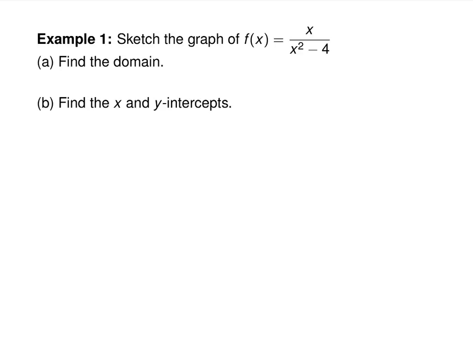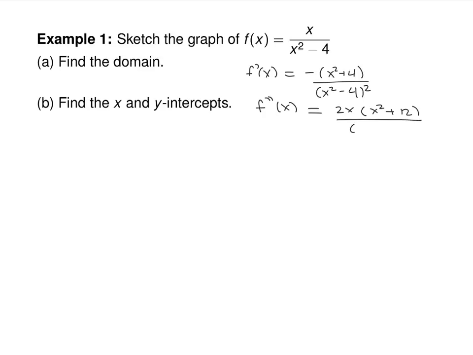Good thing I checked, to figure out where the function is concave up and concave down. Does that make sense? So we're going to use the derivative to figure out the behavior of the graph. The first derivative for this function is negative quantity x squared plus 4 over x squared minus 4 squared. And the second derivative is 2x times x squared plus 12 over x squared minus 4 cubed.